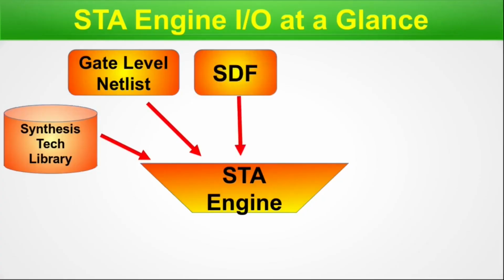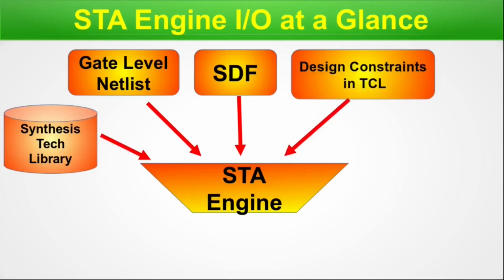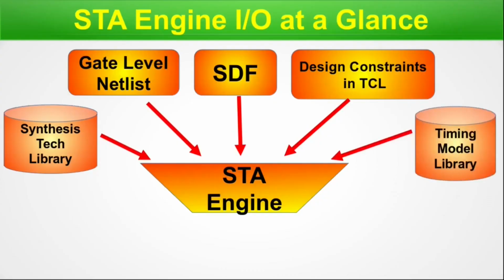Next input is SDF. So it contains the delay, and it is also a file extension. It contains all the designer defined delays. The next input file is design constraints in Tcl. It is also called an SDC file, and here we give all the timing constraints for the STA engine. Next, we have all the pre-characterized data for all the logic gates in the standard cell library. This is the timing model library, also called the .lib or the Liberty file. In this, all the pre-characterized data for the entire set of standard cells are there.